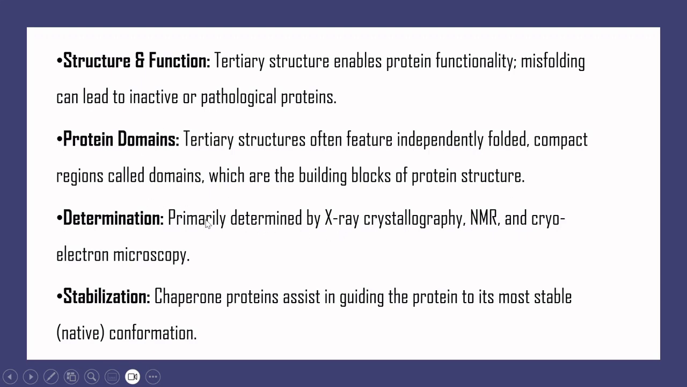The tertiary structure can be determined by X-ray crystallography, NMR, and cryo-electron microscopy. And the tertiary structure is stabilized by chaperone proteins, and these chaperone proteins are proteins which assist in guiding the protein to its most stable conformation, what we call native conformation.